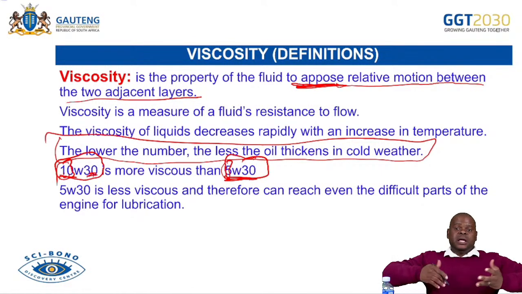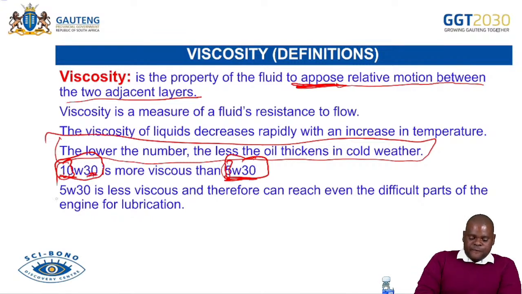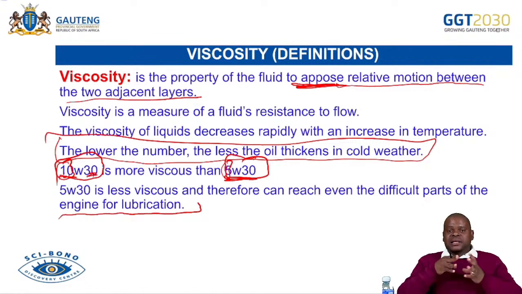Remember, the reason why we use different oils is because when the oil becomes hot and you use the wrong oil in your engine, that oil will flow so easily and get into other parts of the car, which is not good for the engine. Like for instance, an oil that is 5W30 is less viscous and therefore can reach even difficult parts in the engine for lubrication. Are we together? We don't want that with your car. We want to put in the oil that can handle the heat of the engine.